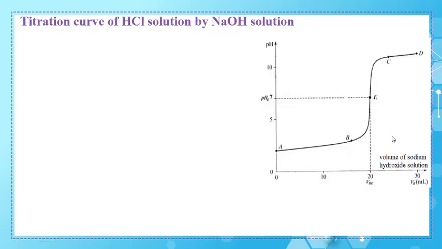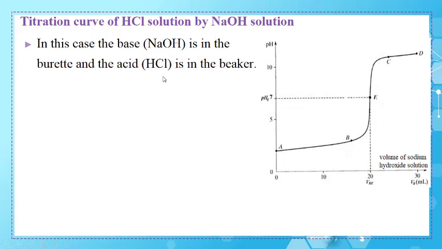Now, let's study the titration curve of HCl solution by NaOH solution. Look here. It is a curve showing pH on the y-axis and the volume of the sodium hydroxide solution, meaning of the base added. At the beginning here, the pH is less than 7 and then it's increasing. So the curve is ascending because the acid is in the beaker. In this case, as we said, the base NaOH is in the burette and the acid HCl in the beaker, exactly as in the video shown in the previous slide.